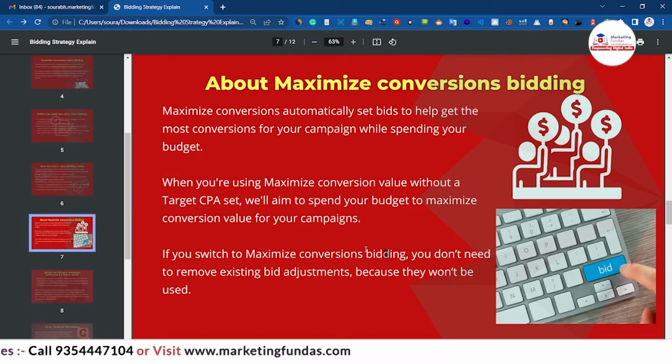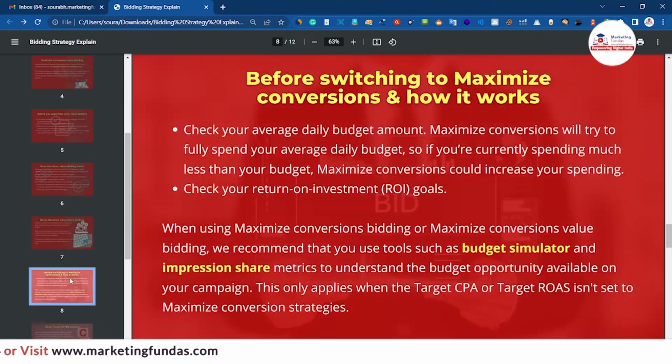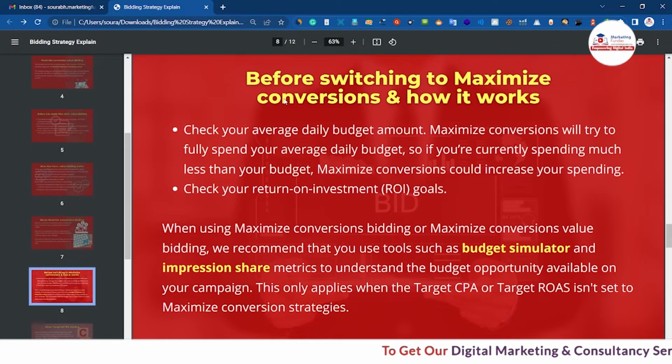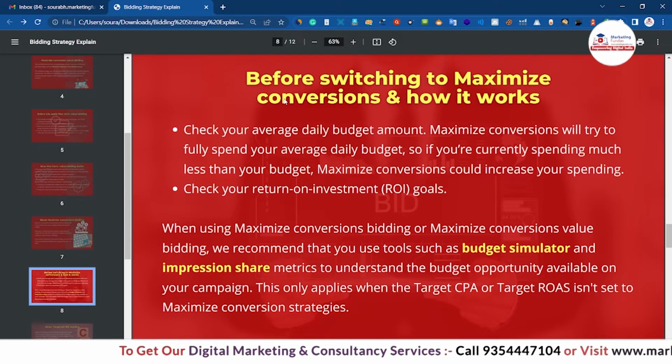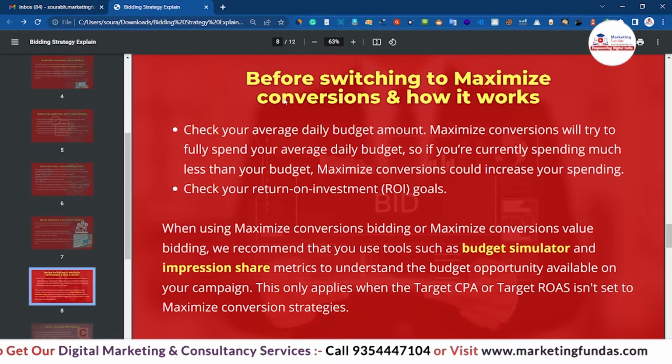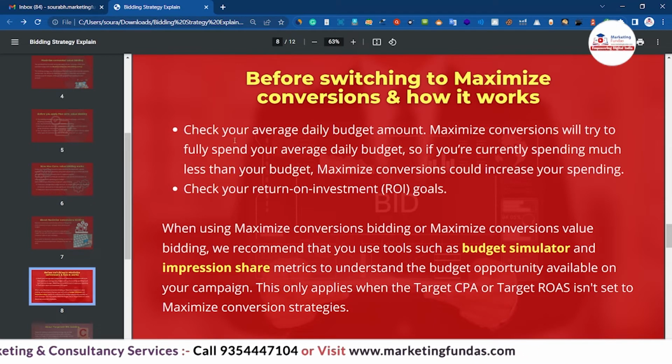Now let's move to the next slide. Before switching to maximize conversion, there are some points that you need to keep in mind. And let me tell you one thing, that all these automated campaigns are kind of similar. They don't have much difference. So let's go through the first point and what it says.